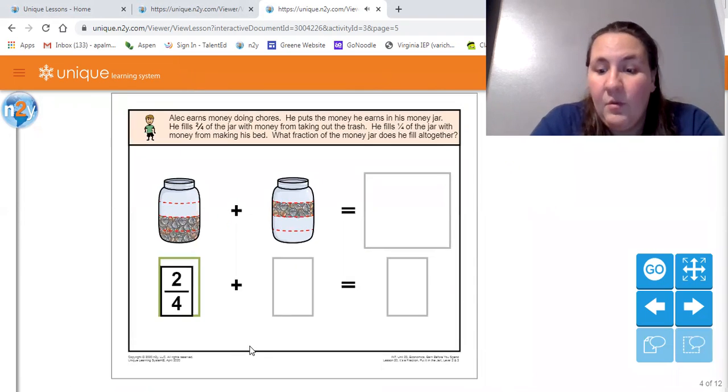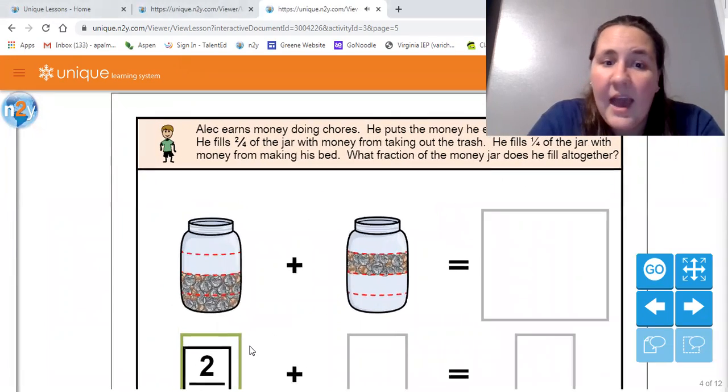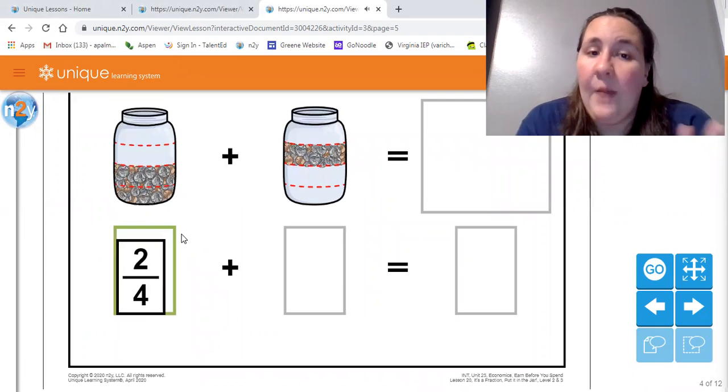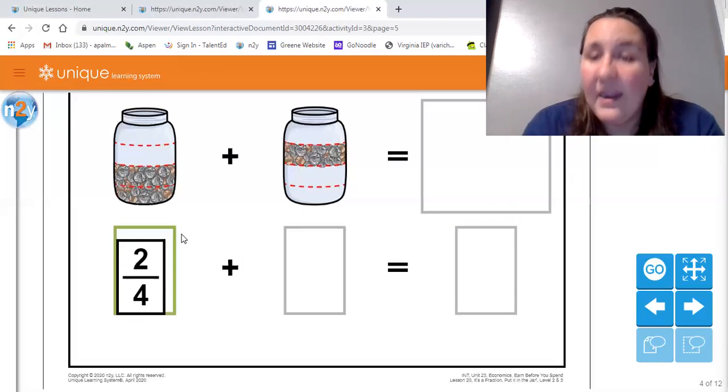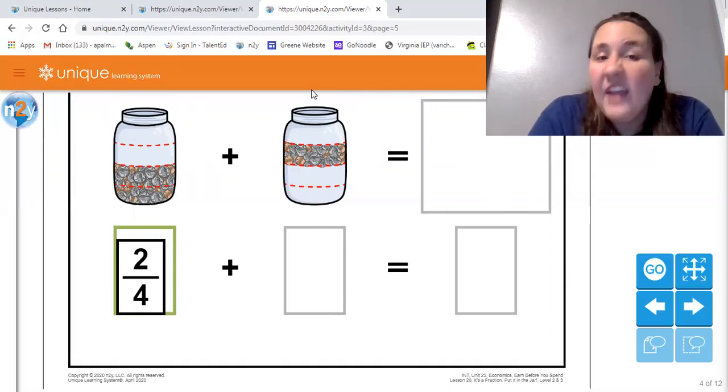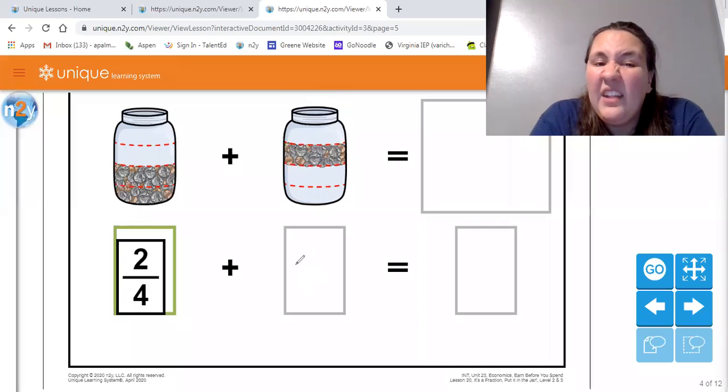Well, not another one, the one next to it, because we need to figure out how many to add. So I know that when I'm adding, all my denominators are going to be the same, right? So do I need to count, or can I just put a 4 in my denominator? Yeah, I could count if I wanted to, but it's always going to be the same number in the denominator. So I'm going to go ahead and put a 4 down.